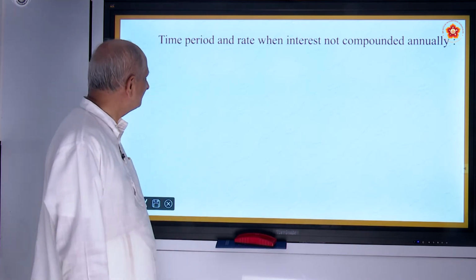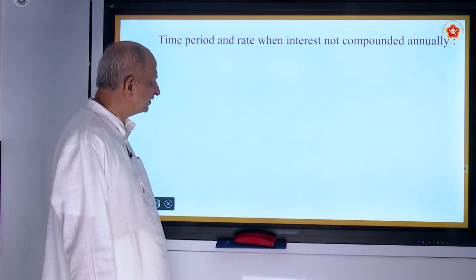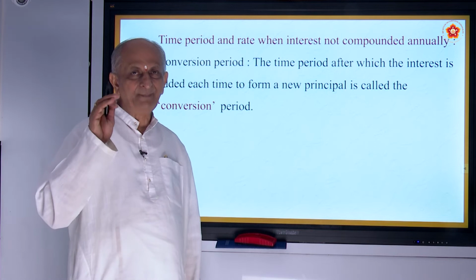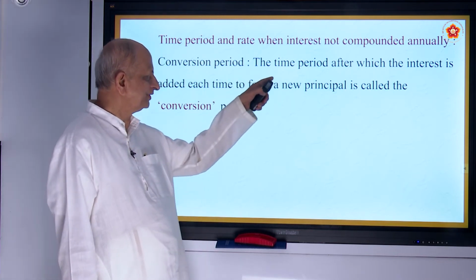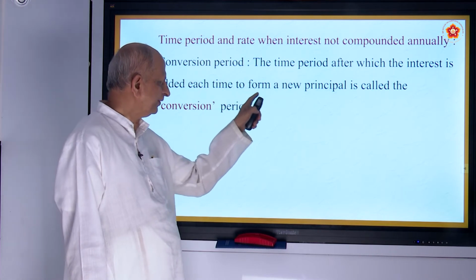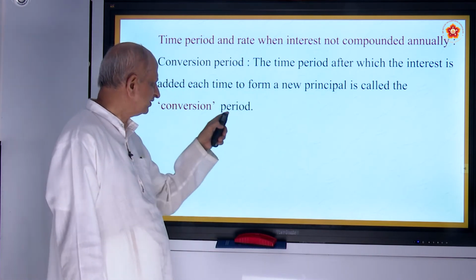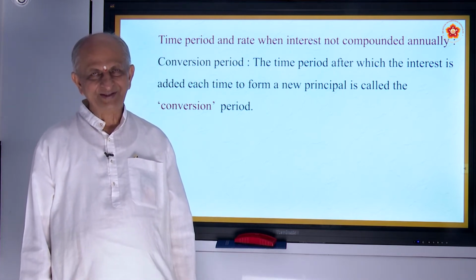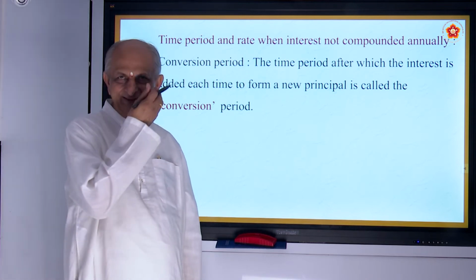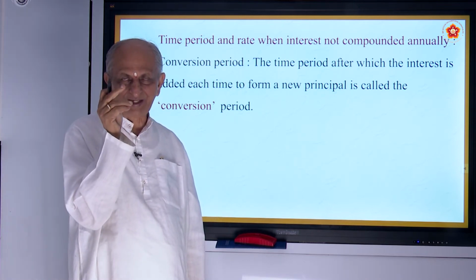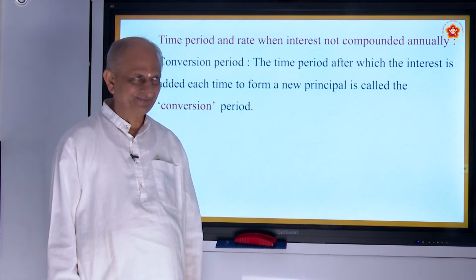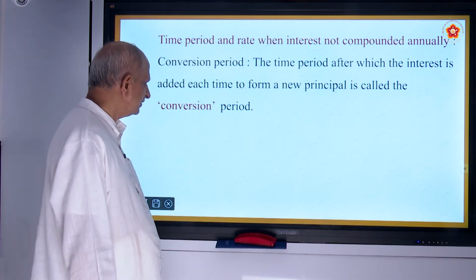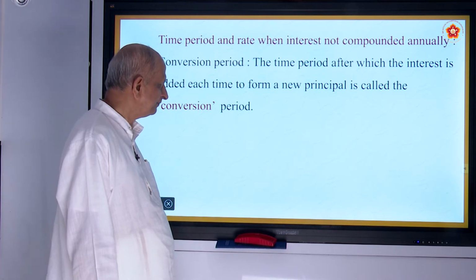So one more point. The time period and rate when interest is not compounded annually is called the conversion period. The time period after which the interest is added each time to form a new principal is called the conversion period. If you have a bank passbook, once in 6 months they add this interest. But while calculating interest, they will take a minimum balance. They do the calculations once in 6 months, say in April and also in October. That is what is called the conversion period.